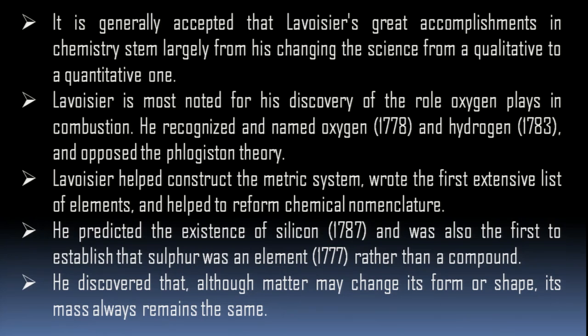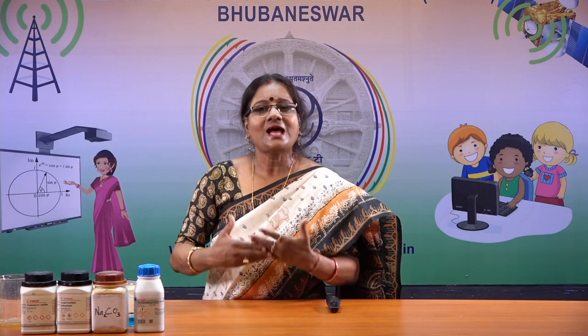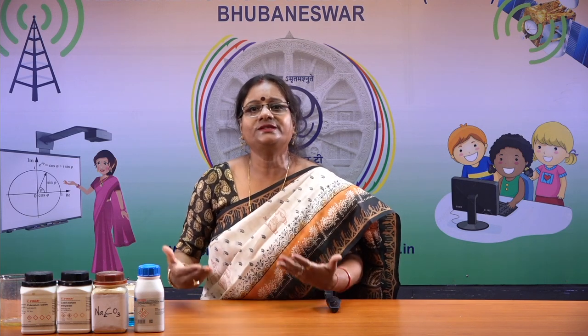It is generally accepted that, we'll discuss some facts about Lavoisier. It is better to know about a scientist. It is generally accepted that Lavoisier's great accomplishments in chemistry stem largely from his changing the science from a qualitative to a quantitative one. Why qualitative to quantitative, children? Because then they had known about certain compounds, certain elements, but there were no facts regarding them, and there was no listing of the things, so he did those procedures.